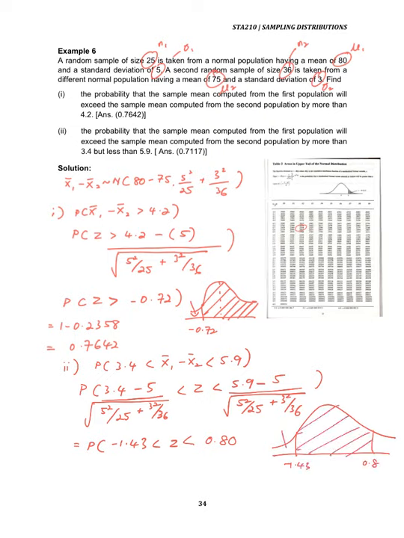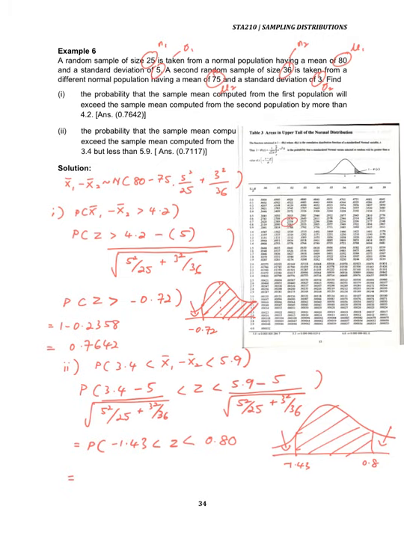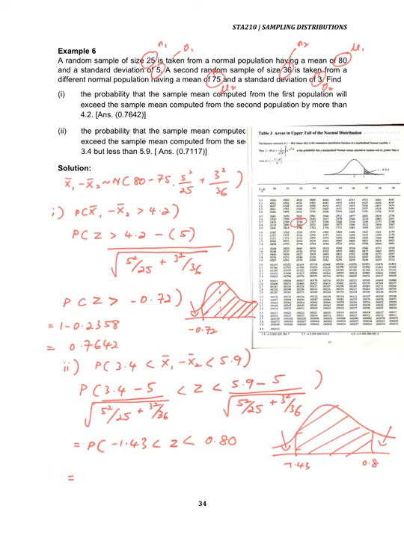We want the middle part, so you have to find the value at this end, then subtract. So we look at the table. 1.43 is equivalent to 0.0764. So 1 minus 0.0764 minus 0.2119. So finally the answer is 0.7117. Okay.